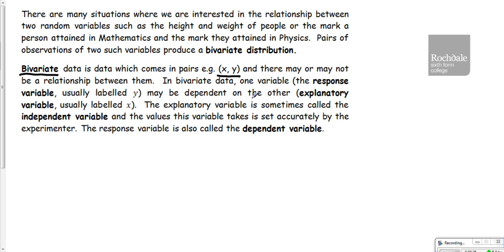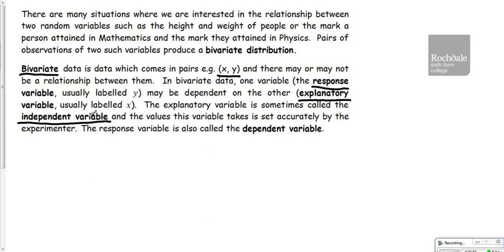The one on the y-axis, we tend to call the response variable, and the one on the x-axis is generally called the explanatory variable. So you need to learn those two terms. There are some alternatives. The explanatory variable, that's the one on the x, is sometimes called the independent variable. And if you were doing a scientific experiment, that's the one you can control.